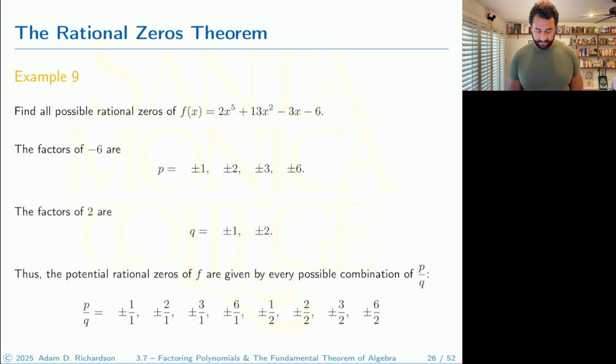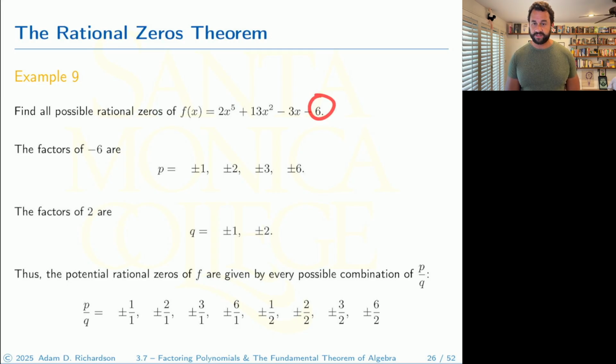So here we go. The factors of -6 are plus or minus 1, plus or minus 2, plus or minus 3, plus or minus 6. You've got to include the negatives too. Positive 1 and negative 1. Positive 2 and negative 2. Positive 3, negative 3. Positive 6, negative 6. Now, all the factors of 2, thankfully 2 is prime: positive negative 1, positive negative 2. So we're looking at this divided by this now.